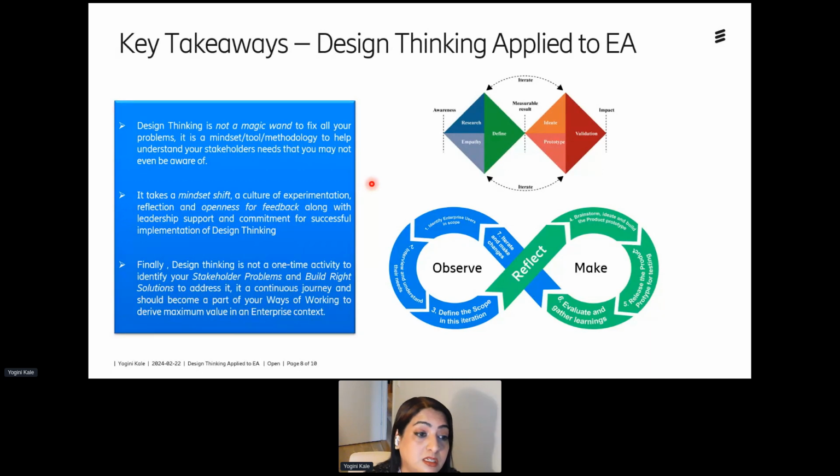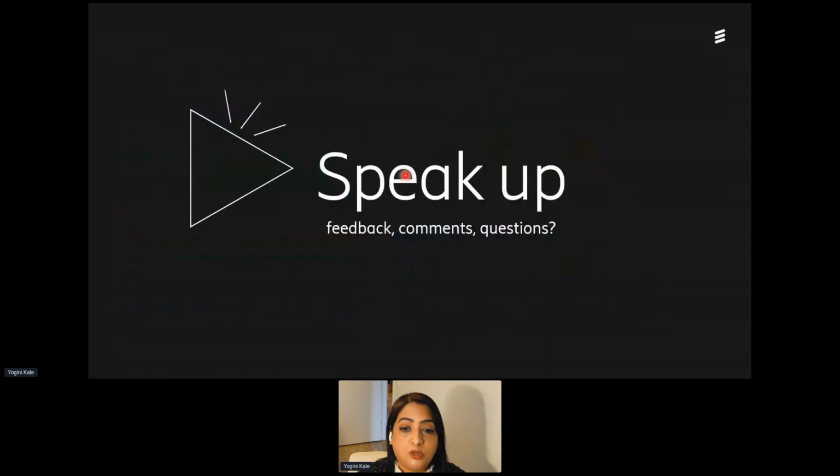And last but not the least, design thinking is not a one-time activity where you identify your stakeholder problems, build the right solution to address it, and then you're done. It's a continuous journey, and it should become a part of your ways of working, your culture, to derive maximum value out of it in the enterprise context. So that was about how you apply design thinking in the EA world and design thinking in general in the business context. So with that, we open up for the question answers.